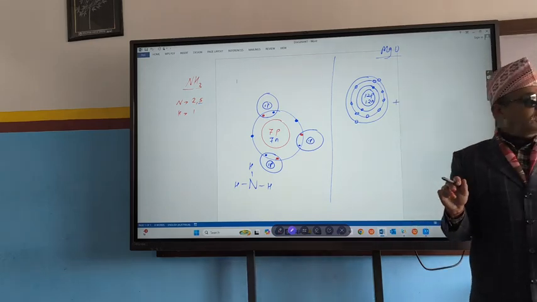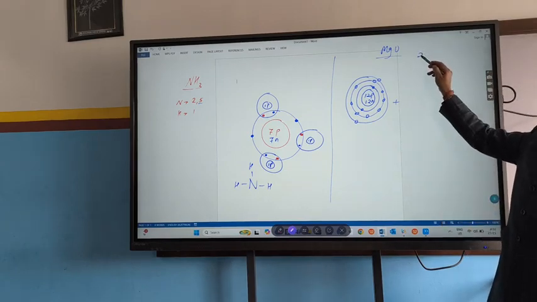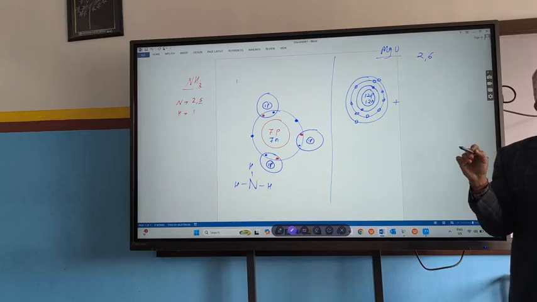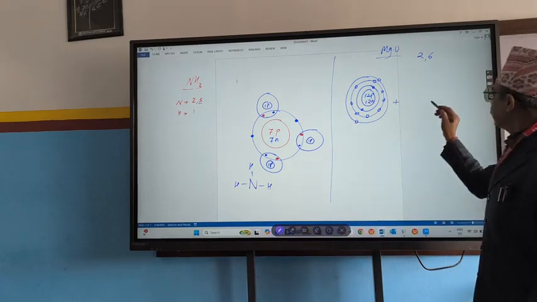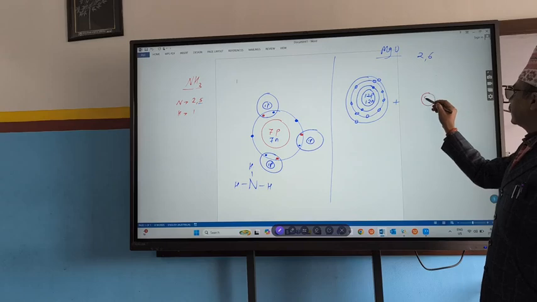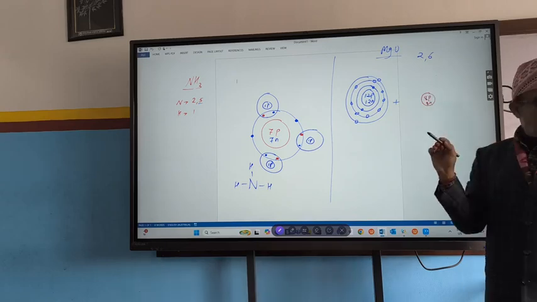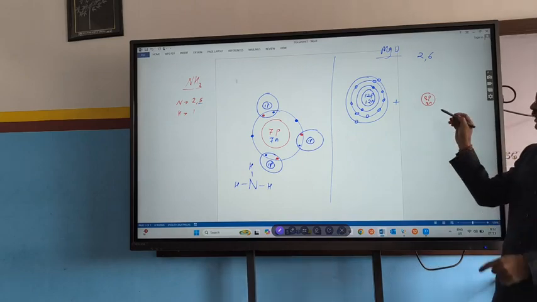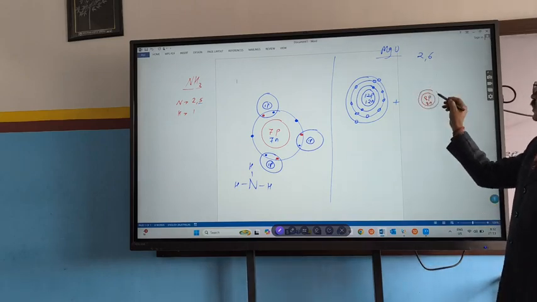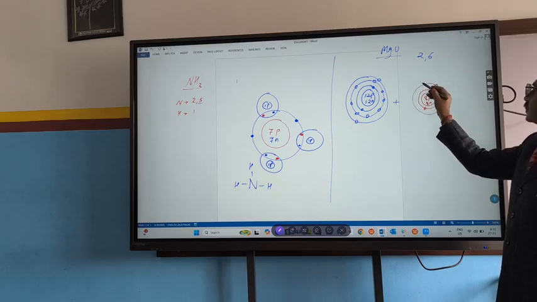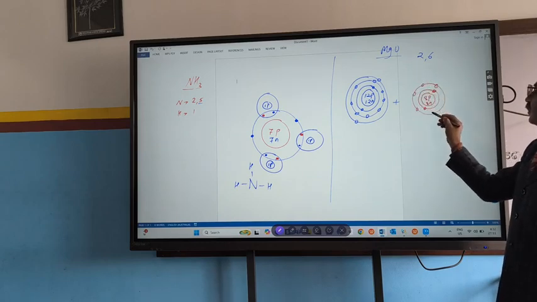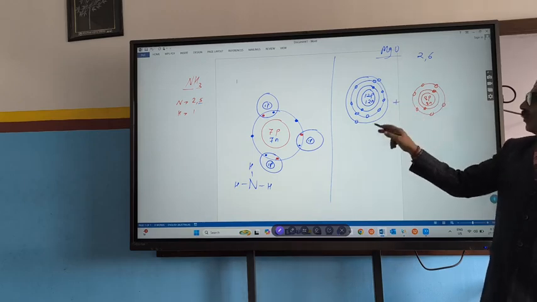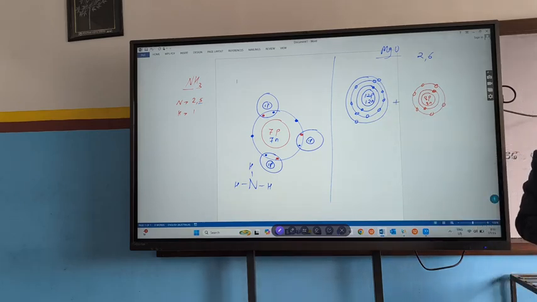Plus oxygen. What is the electronic configuration of oxygen? 2, 6. Yes or no? In the first orbit 2 electrons, second orbit 6. So how many protons and how many neutrons are there? 8 protons, 8 neutrons. Right? First orbit, how many electrons are there? 2. Second orbit, here 6: 1, 2, 3, 4, 5, 6. For magnesium, these 2 electrons are a headache. For oxygen, how many electrons are needed?